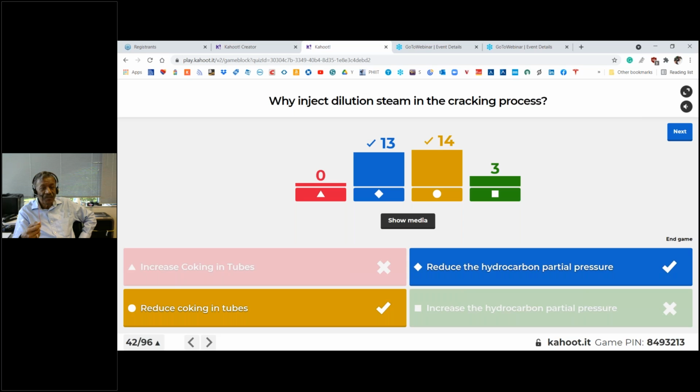And second, when you put steam, it increases the velocity and reduces coking in the tubes. Also it reacts with carbon or the heavies in the water gas reaction, which is C plus H2O going into CO plus hydrogen. So it makes a lot of difference. It improves the olefin yield and results in better operation. So since that time, we have been injecting steam in the cracking process. That is the benefit of injecting steam.